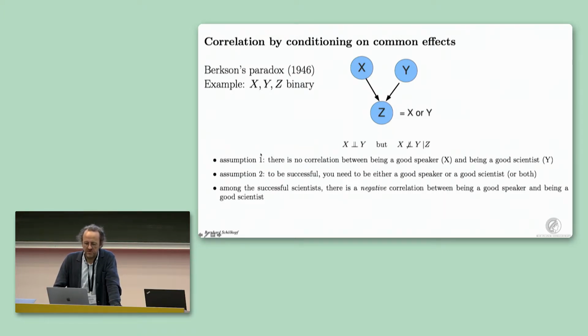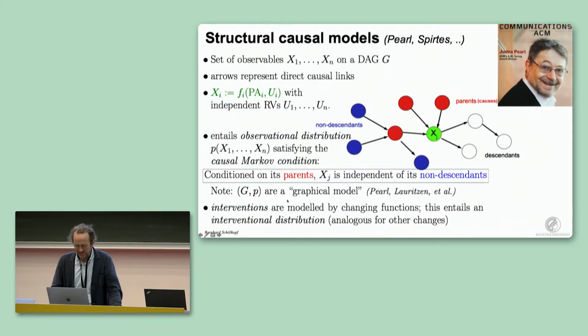So for instance, if you assume there's no correlation between whether someone is a good speaker and a good scientist, and if you further assume that there's a selection process going on, that in order to be successful as a scientist, you have to be good at at least one of the two things. If you're bad at both, you're not going to make it. Then it turns out that among the successful scientists, there would be a negative correlation between being a good speaker and being a good scientist. But this was just a little parenthesis. Let's go back to the Reichenbach principle.